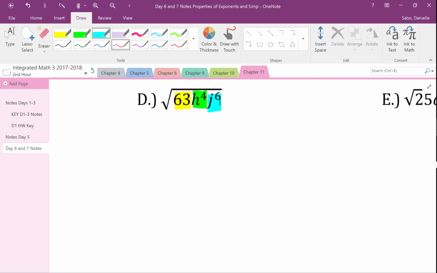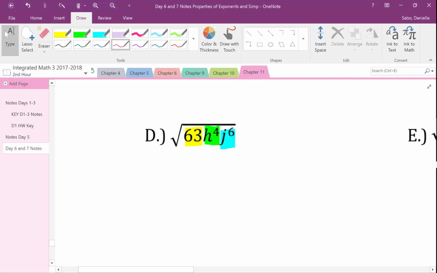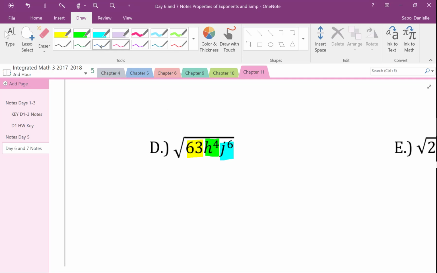Okay, so now I'm going to walk you through it to make sure that you understood it. And if you weren't getting it, now is a very good time to focus because I'm going to break each one down. 63 can be broken down into the square root of 9 and the square root of what?